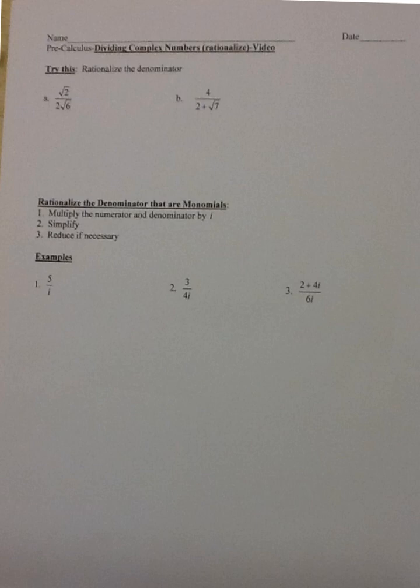Okay, so for number one, we want to rationalize the denominator. I have a monomial in the denominator. So I'm going to multiply top and bottom, numerator and denominator, by the square root of 6. So the square root of 2 times the square root of 6 is the square root of 12, over 2 times the square root of 6 times the square root of 6, which is 6.